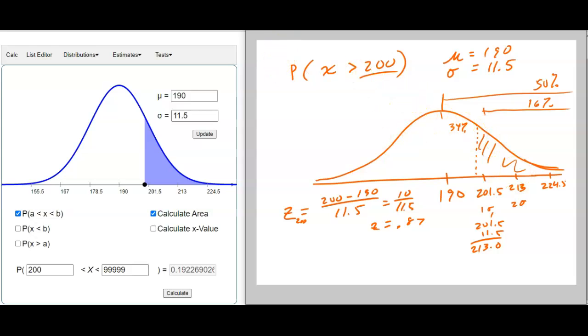So there's lots of applications. Let me write the answer here. That's approximately 0.1923, or about 19.2% approximately. Okay, so let's just do one more quickly.